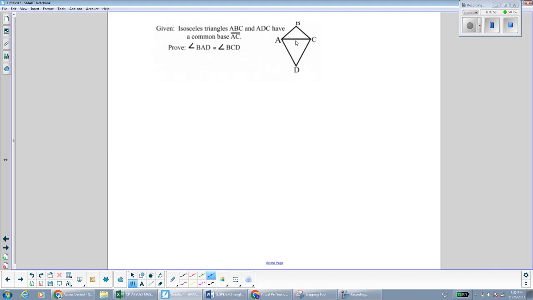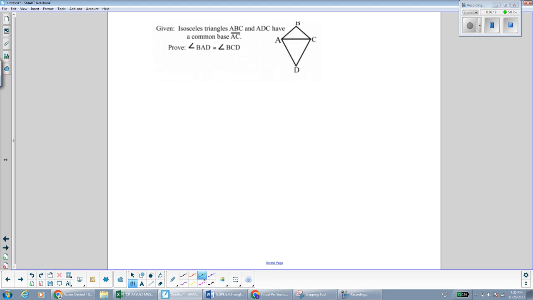And our goal is to prove that angle BAD, so this whole angle over here, this angle from triangle ABC and this angle from triangle ADC together, is congruent to angle BCD. Notice how angle BCD is also a combination of the two angles from the triangles ABC and ACD.